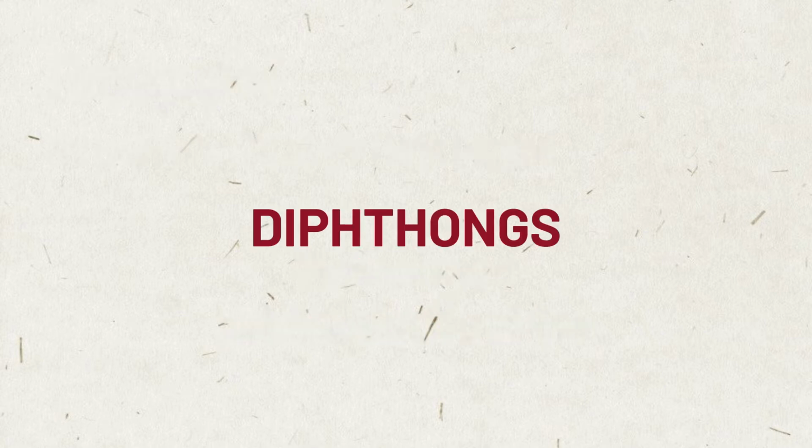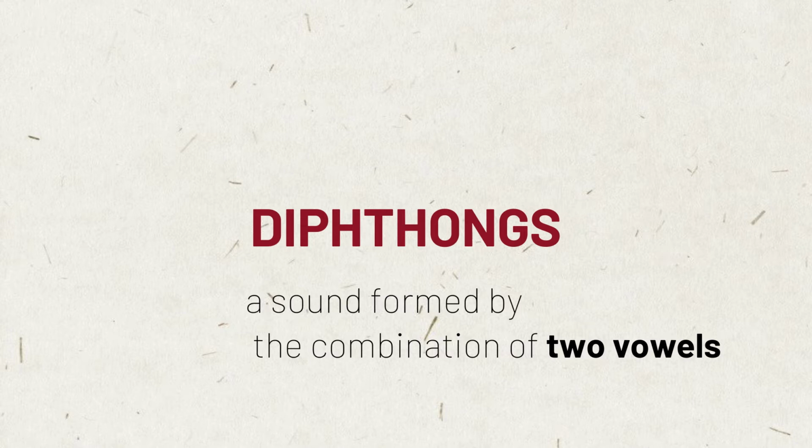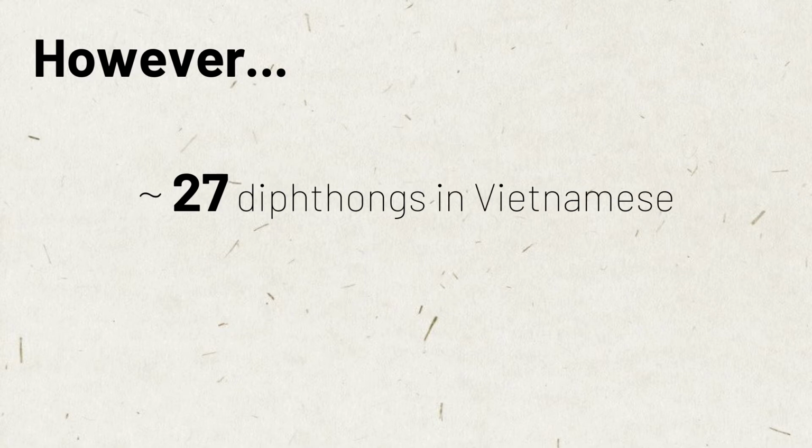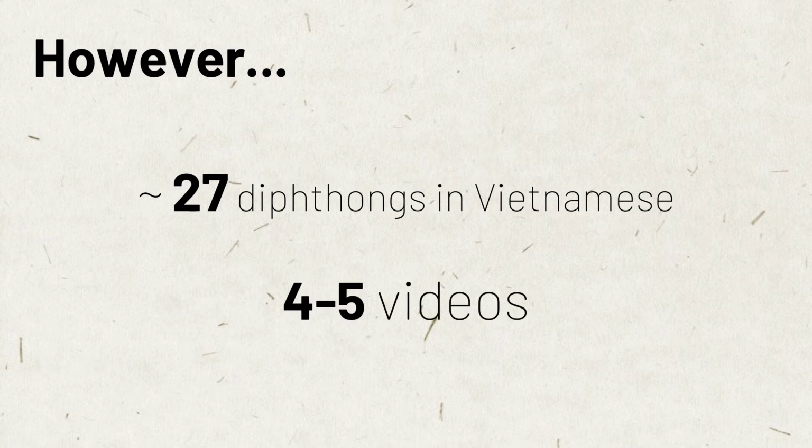Today's lesson is about diphthongs. In case you're not familiar with this term, a diphthong is a sound formed by the combination of two vowels. However, I'm not going to address all Vietnamese diphthongs in one video because there are around 27 or so diphthongs in Vietnamese according to my rough calculation. So I'll be dividing this topic into 4 to 5 different videos so that it's easier for you to follow.